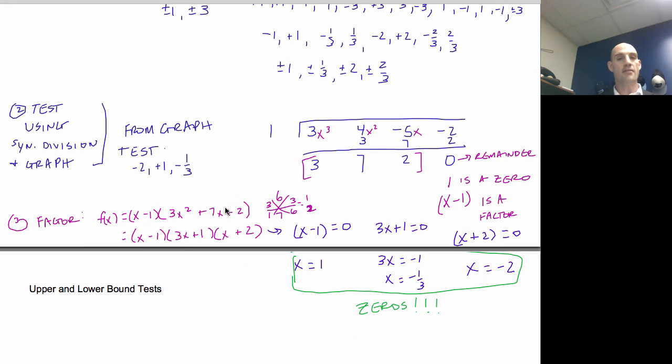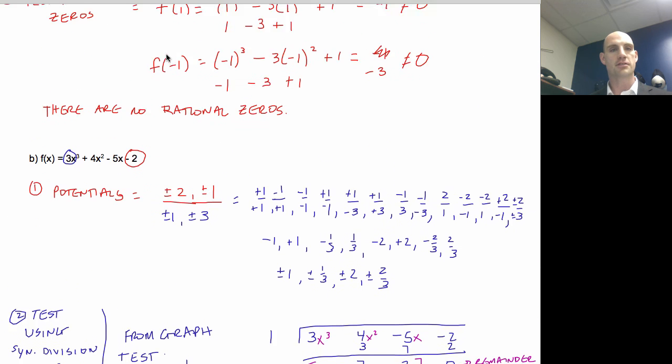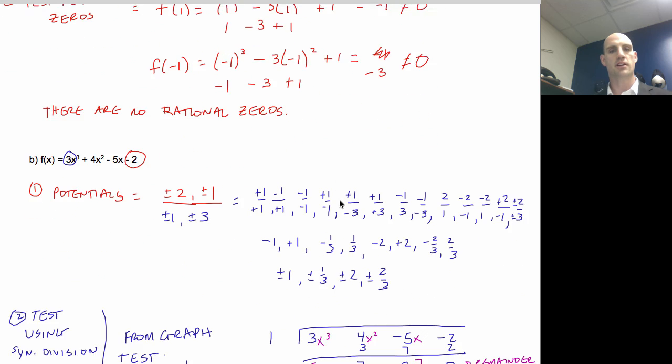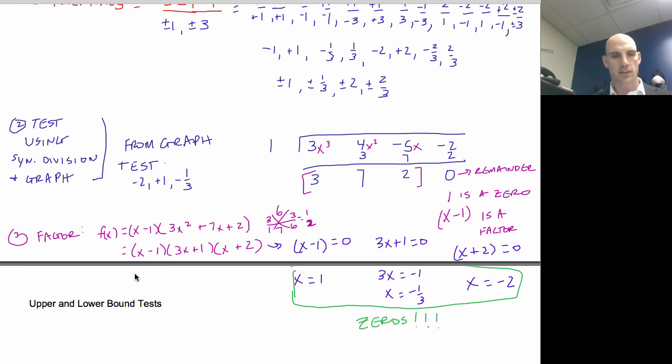Okay, so I wrote my factorization. I found my rational zeros. Up here, the instructions say, find the rational zeros, write them as linear factors. Here they are. These are my linear factors. And how do I know they're linear factors? x minus 1 is a line, 3x plus 1 is a line, x plus 2 is a line, and these are my zeros.